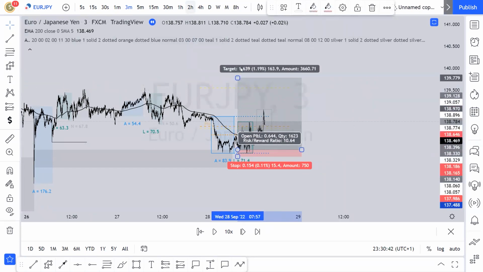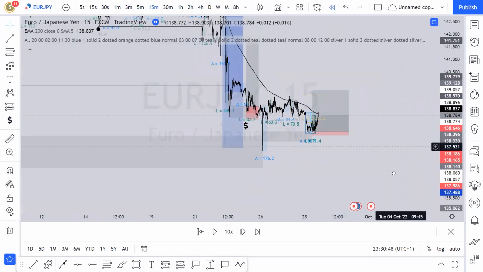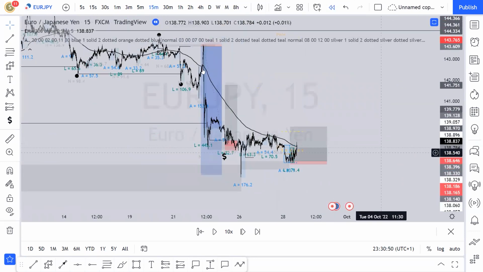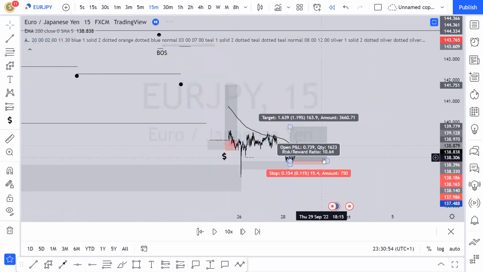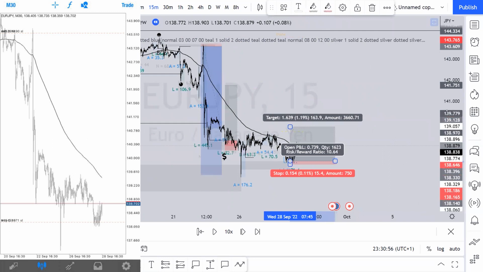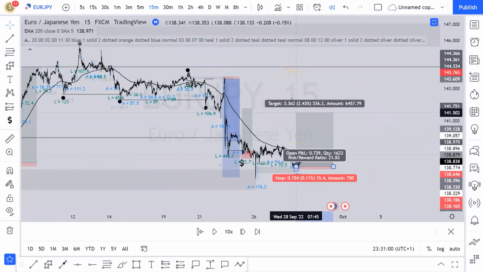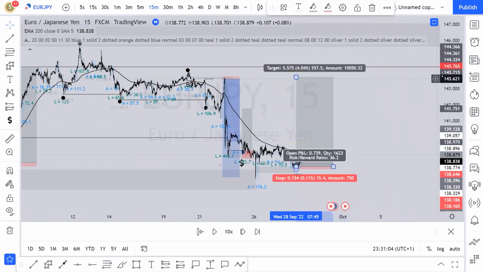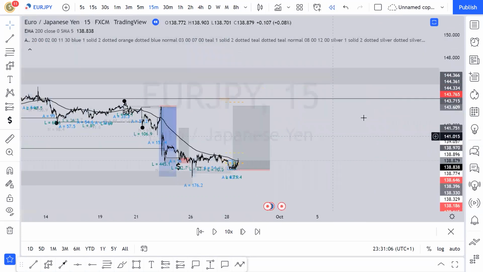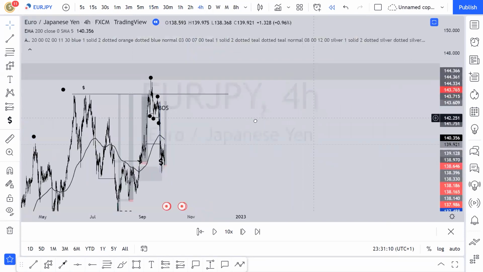Let me go to my 15 minutes so you can see it properly. I was in the sell here, which had done over 600 pips. Then I was now in this buy. You can see that on my screen. Because of the higher time frame, I knew that I was bullish. And where was I heading for? Definitely this external liquidity here. I need to reduce this.